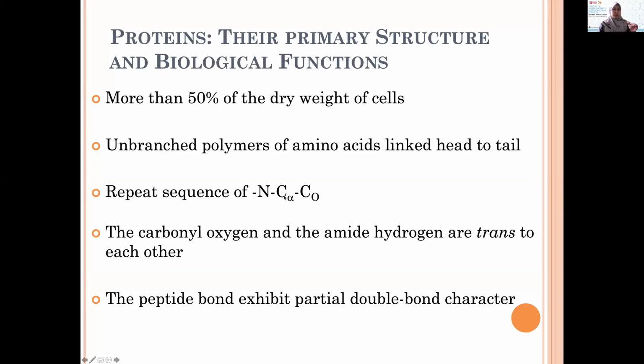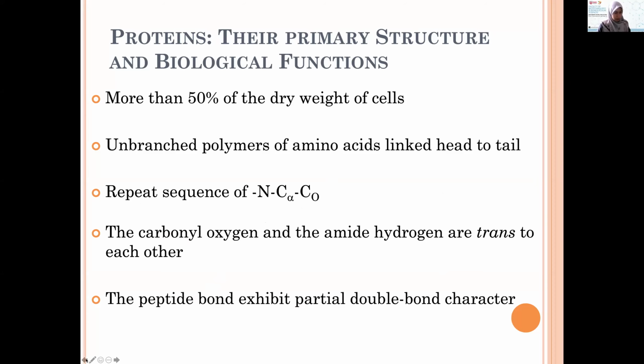So for the protein, we have the one that we discussed earlier. We have N, C, C, N, C, C, N, the repetition of this sequence, starting from the N terminal to the C terminal. The carbonyl oxygen and amide group are trans to each other, so they are in the trans position, not cis. The peptide bond exhibits partial double bond character.